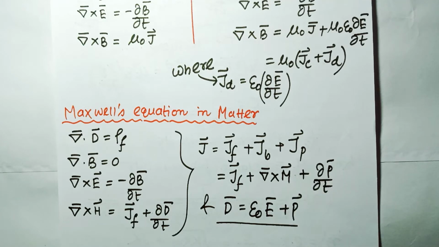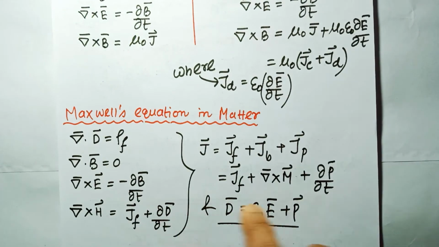And here we can write Jf, plus Jb as curl of M, where M is the magnetization vector, plus del P by del t, where P is the polarization vector for Jp. And the displacement vector can be written as D is equal to epsilon naught E plus P. So this is the Maxwell's equations in matter.